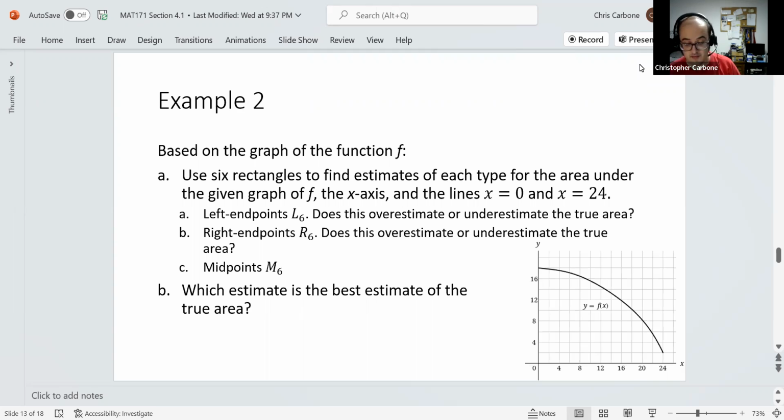To give an example, based on the graph I have here, we want to use 6 rectangles to find the estimates of each type for the area under the given graph of f, the x-axis, and the lines x equals 0 and x equals 24. You can see it in the graph here. We first want to use the left endpoints, L sub 6. Using the left endpoints, our graph is based on 6 rectangles, and we're going to have something that looks kind of like these rectangles.